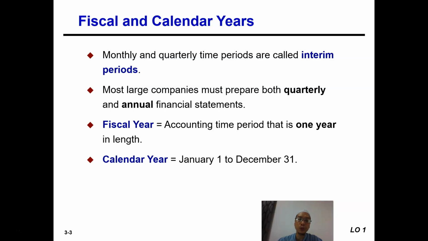So businesses produce their financial reports according to the fiscal year. Sometimes they produce interim reports to cover a much shorter period of time instead of the fiscal year. So a company will have a fiscal year, but sometimes they produce interim reports to show their performance quarterly, 3 months performance, or 6 months performance, or monthly performance, which will be the interim periods.